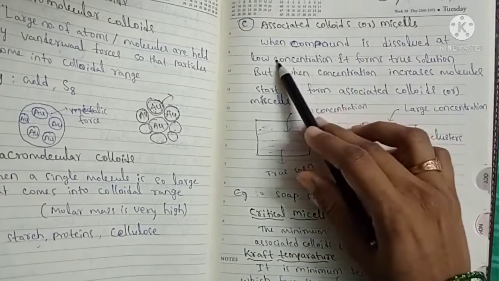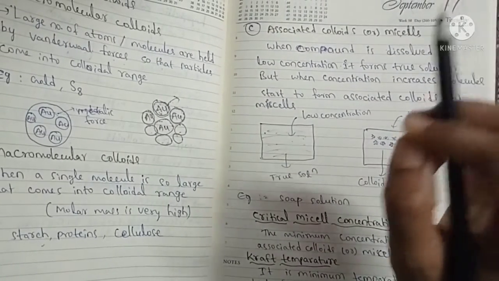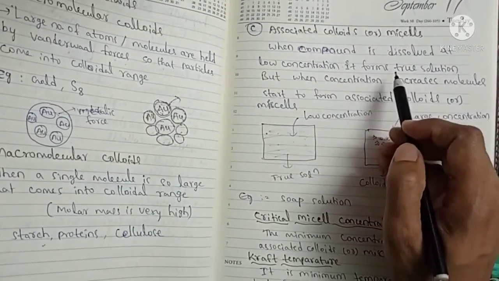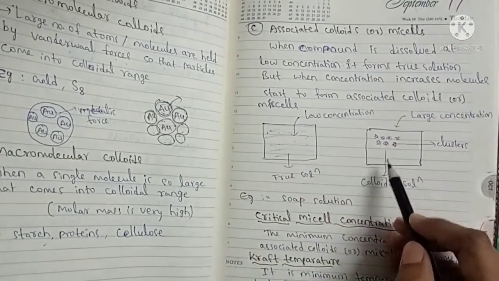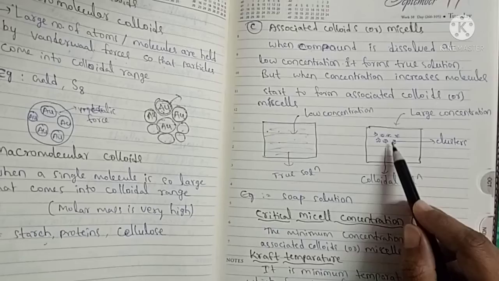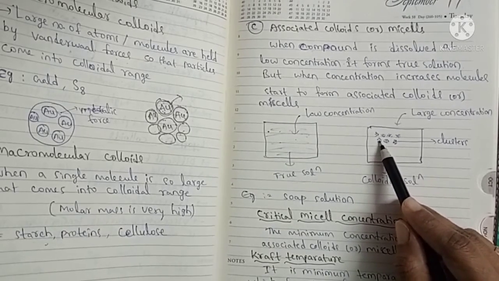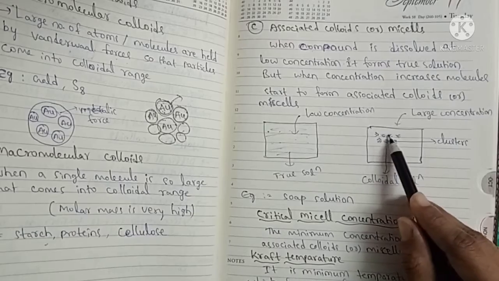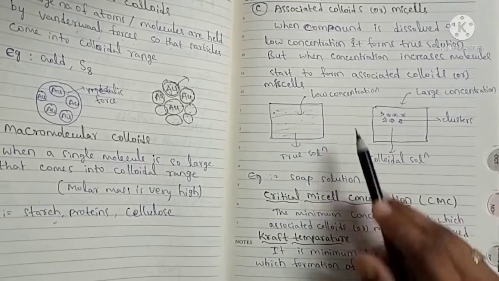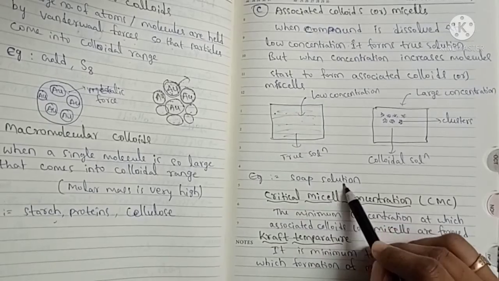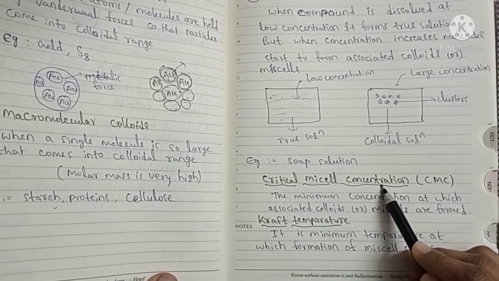When a compound is dissolved at low concentration, it forms a true solution. So when we add a small amount of soap in water, it will form a true solution. When we add a large amount of soap powder in water, that will form the colloidal solution. This is called associated colloidal solution. These soap particles will be associated and they are visible. So that is called associated colloidal solution. Example is soap solution.